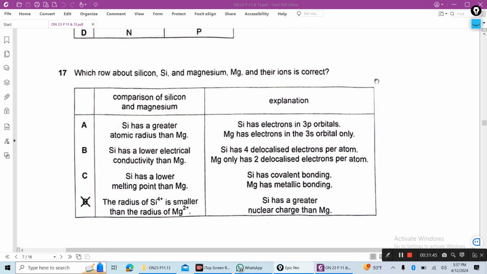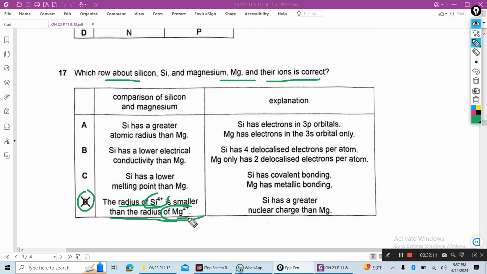Now 17, which row about silicon and magnesium and their ions is correct? D is the correct answer. You know, the radius of silicon ion is smaller than the radius of magnesium ion. Silicon is to the right of magnesium, and across the period ionic radius decreases. And why is silicon less?